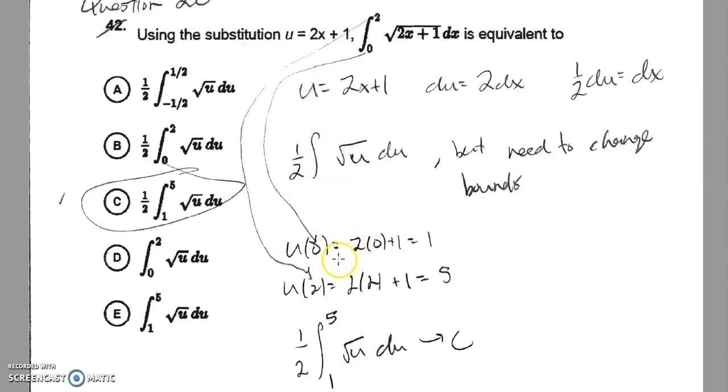So u of 0: remember 2x plus 1, so it's 2 times 0 plus 1, which gives me 1. And then u of 2: 2 times 2 plus 1 is 5. So my bounds change to 1 and 5, and I get the 1/2 integral of root u du, which is C.